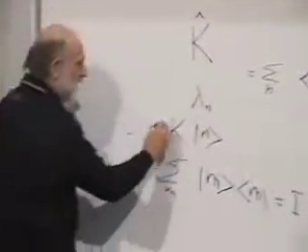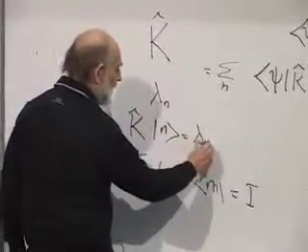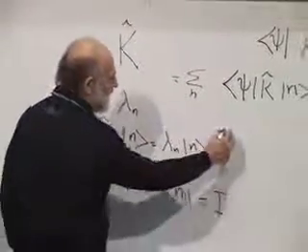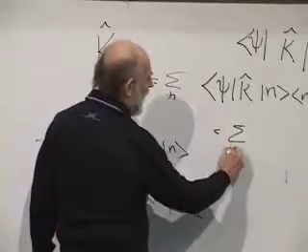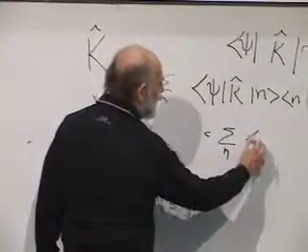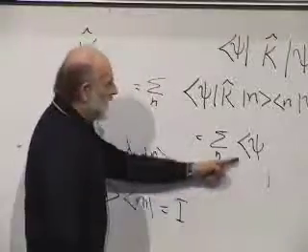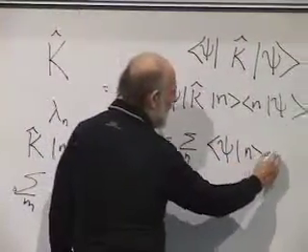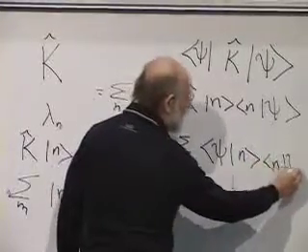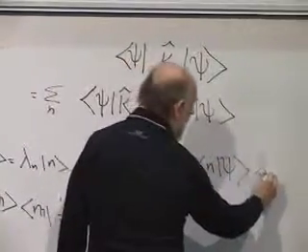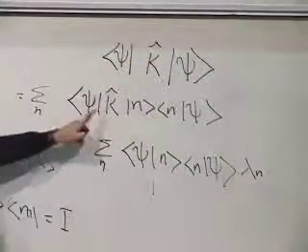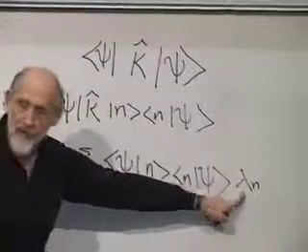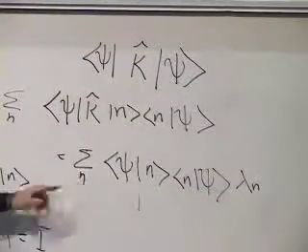K on n equals lambda n on n. So we can rewrite this as the sum on n of psi, n, n, psi lambda n. What I've done is I've said that k, when it hits n, just multiplies it by the number lambda n. Now n is still inside the sum.